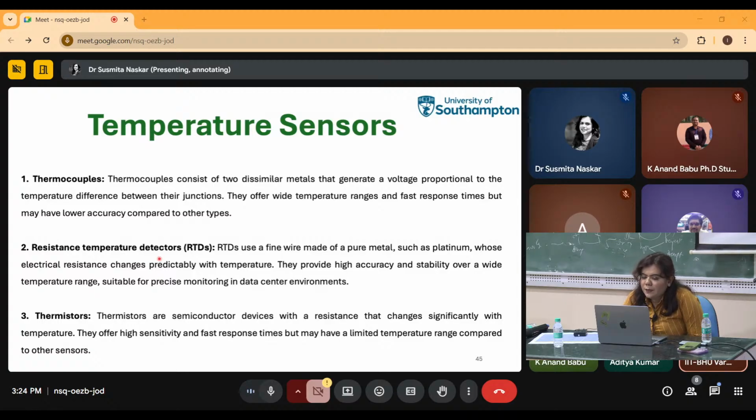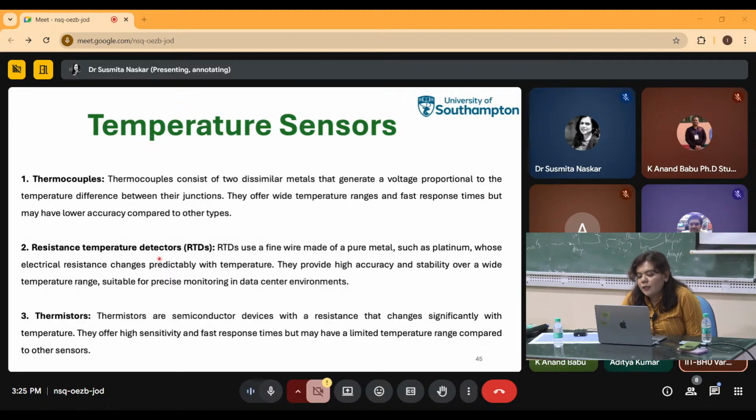If you think about the temperature sensor, one of the very famous ones is the thermocouple. These are made of two dissimilar metals that generate a voltage based on the temperature change between their junction. So they cover a very wide range of temperature change and have a very fast response time. But they are typically less accurate compared to other sensors. So if you want something very precise, thermocouple sensors are not good. But if you want something very quick, with a wide range of temperature, then thermocouple sensors are a good one. But you may not get the accuracy of the other sensors.